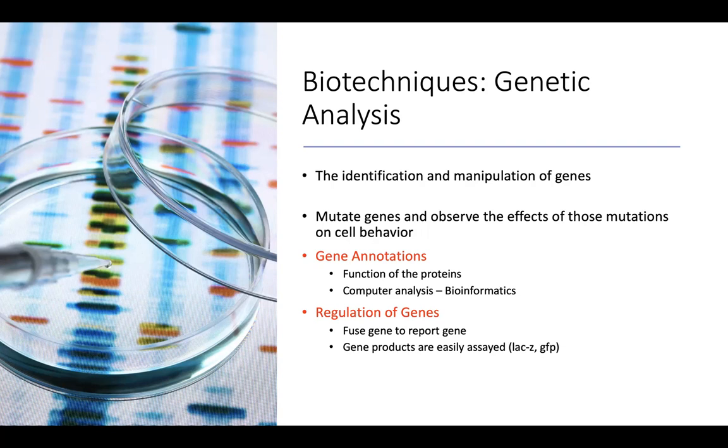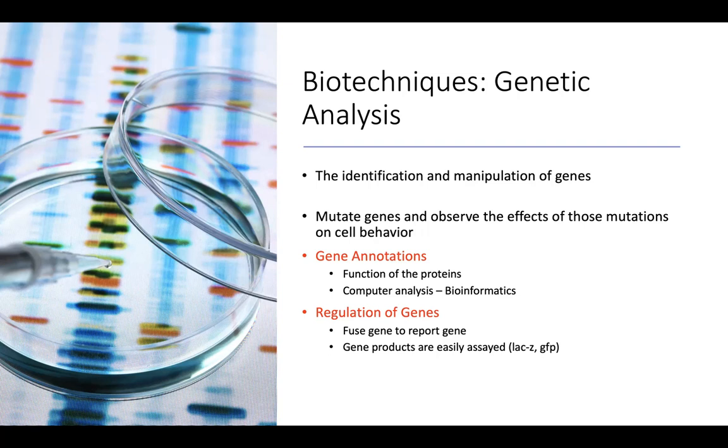We report with, for example, LacZ. The LacZ gene produces beta-galactosidase, all right? We can easily do an assay for the presence of beta-gal in our culture. We can also fuse these genes to fluorescence reporters, right?